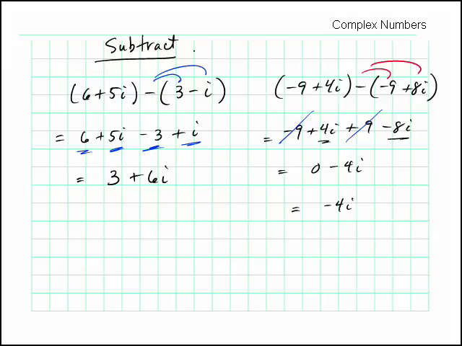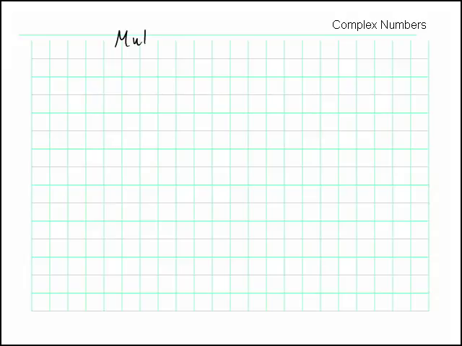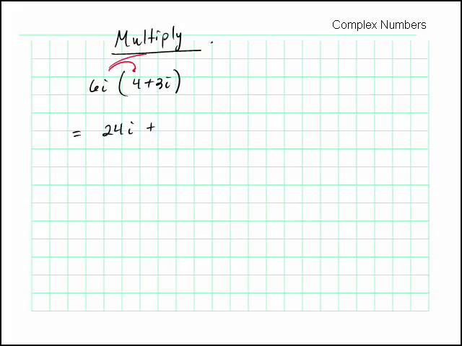Let's now look at multiplication. 6i times 4 plus 3i. This is just the distributive property, so not really anything new to us. Let's distribute. 6i times 4 is 24i, and then 6i times 3i is 18i squared. Remember that you treat this i just like a variable when multiplying, dividing, adding, and subtracting.